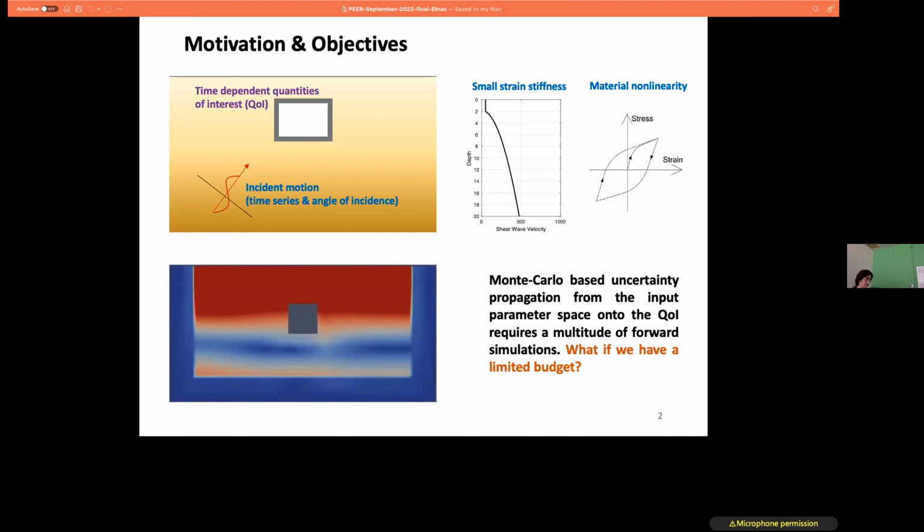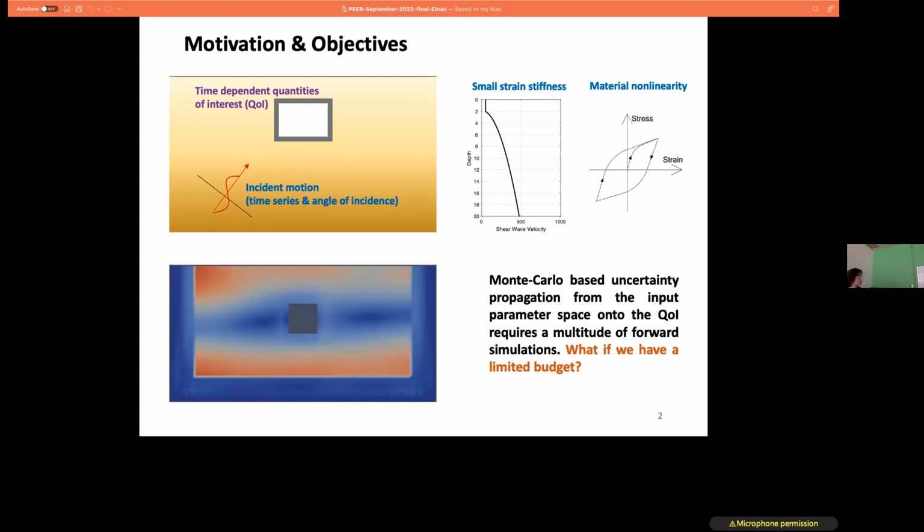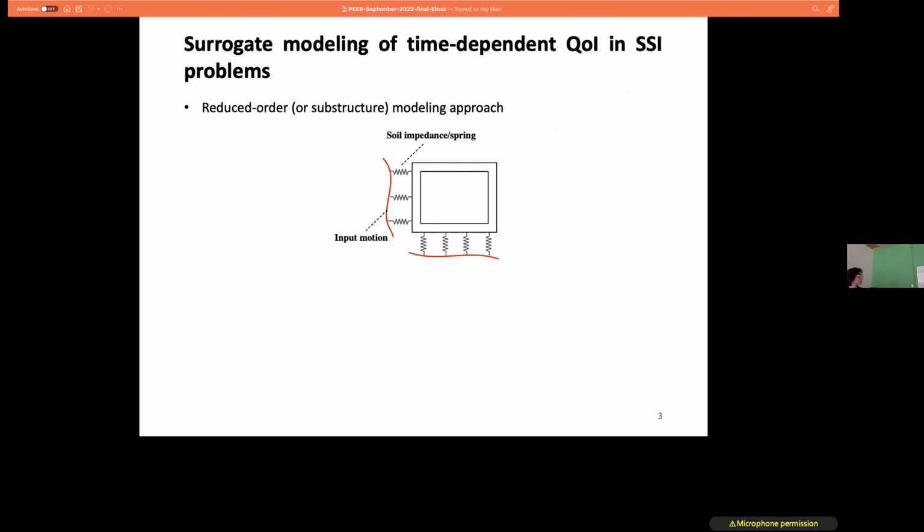So in such a case, in order to accelerate the problem, there are two approaches that we may want to consider. The first approach is the reduced order or substructure modeling approach. What we do is, okay, we can get rid of the surrounding soil by modeling the effect using some springs and dashpots. And then we may want also to make some changes to the input motion and define that at the interface of this structure. And depending on the complexity, the accuracy of such reduced order models can change significantly.